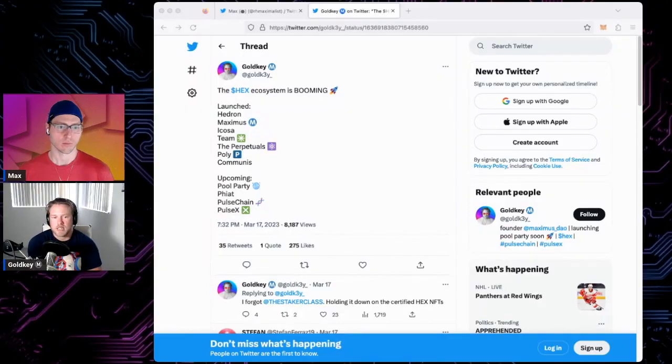And then PulseX, I think, is just such an innovative DEX and a beautiful product that I think HEX is going to benefit a lot, because I think it's going to be one of the biggest liquidity pairs for most tokens. And so it's going to experience a lot of upside there.